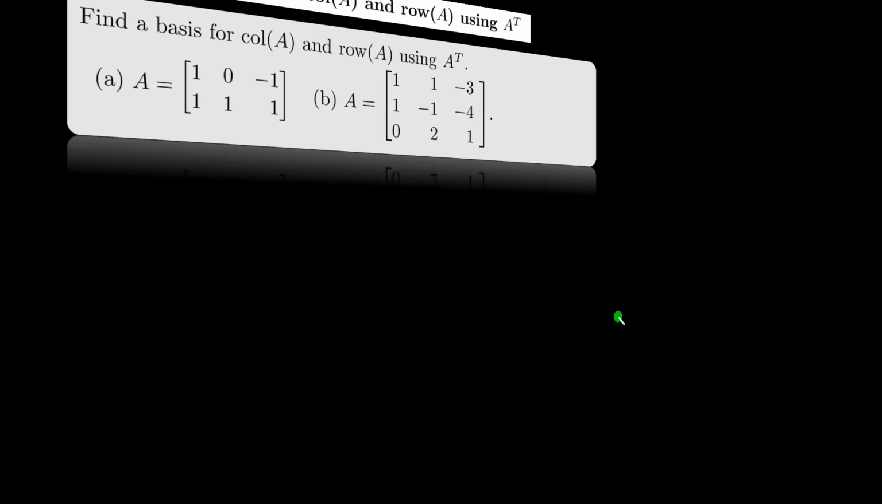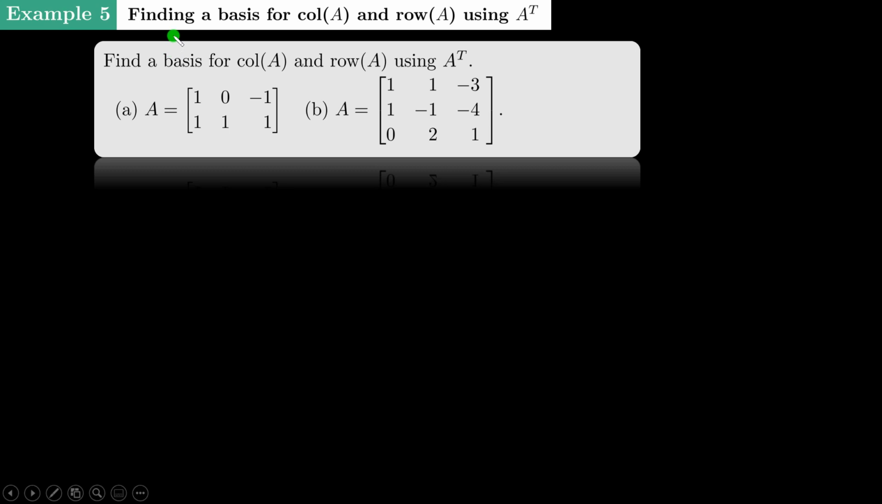Our final example for this lesson involves finding a basis for the column space of the matrix A and the row space of the matrix A using the transpose. Now find a basis for the column space of A and the row space of A using A transpose. For part A, it is a 2 by 3 matrix.